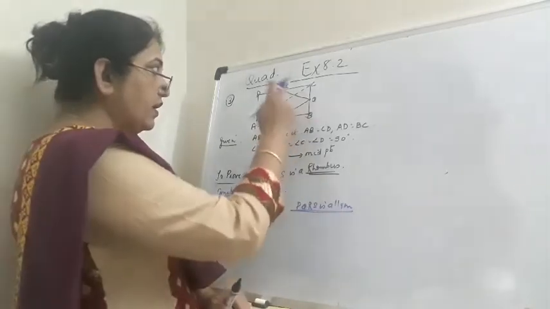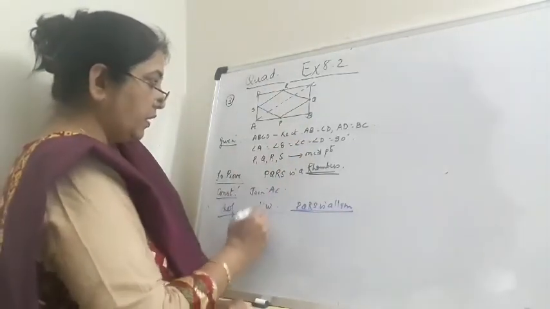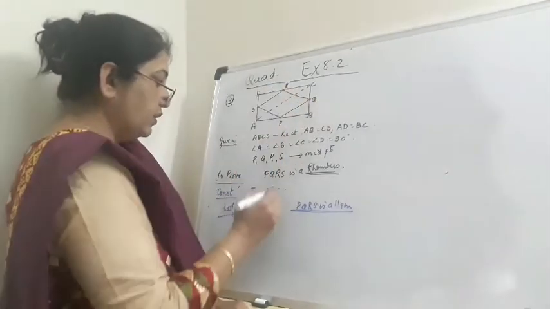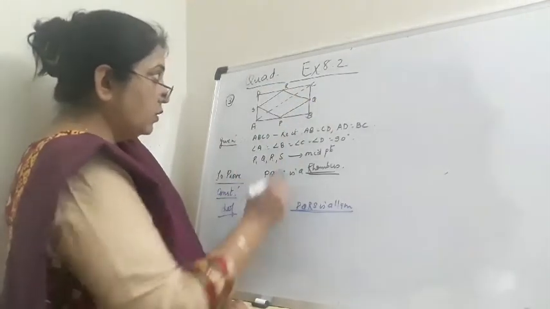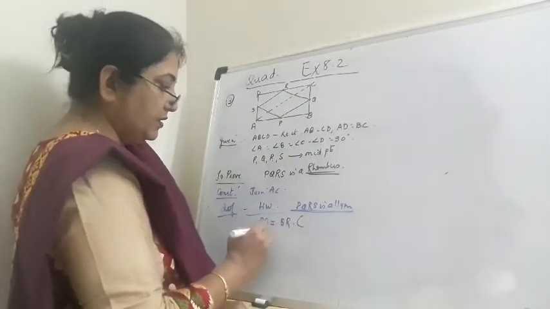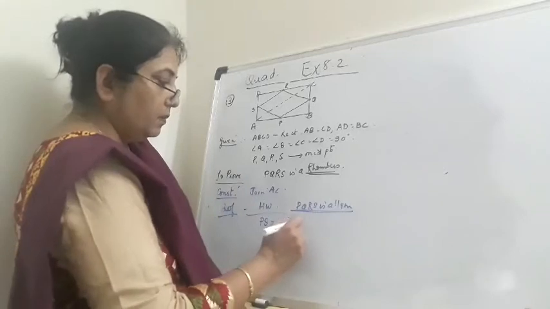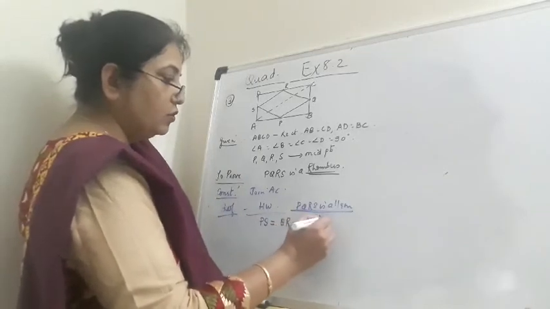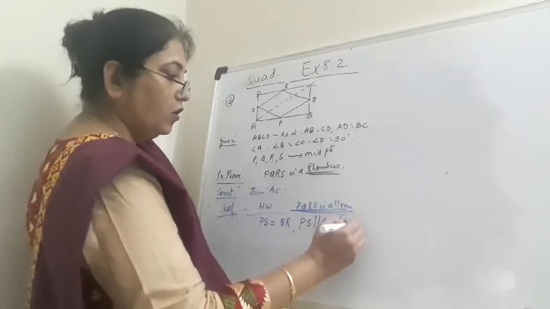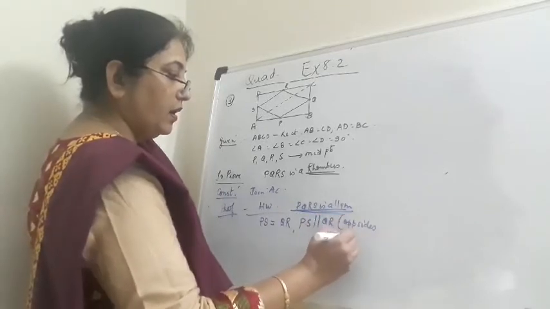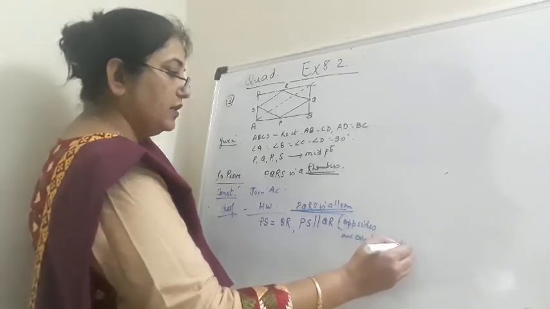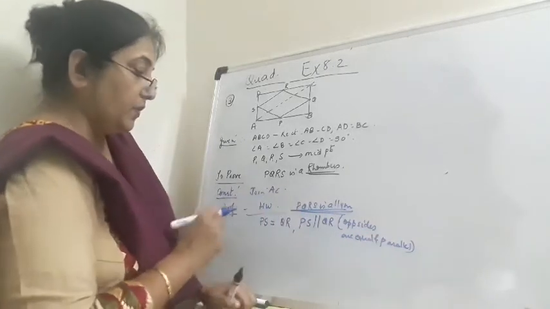Now since PQRS is a parallelogram, we have already proved that PQ is equal to SR. So we can now write PS is equal to QR, and PS is also parallel to QR. Why? Because it is a parallelogram. So we write: opposite sides are equal and parallel. Now these are very general things, children, so you will write it yourself.